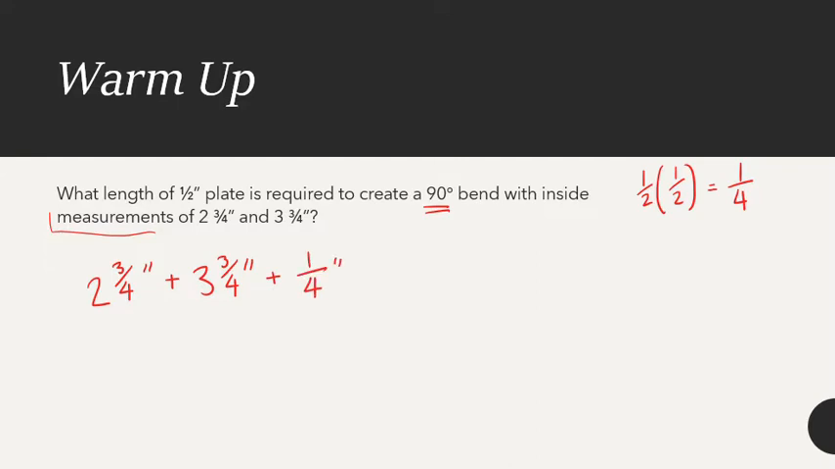Same kind of Franken math. We get 5 for the whole numbers. We get 6, 3 plus 3 plus 1, 6, 7 over 4. That's disgusting. Change it to 5 plus, and I'll do this one a little slower. 7 over 4 is the same as 1 3/4 as a mixed number. So we should have 6 3/4 inches.